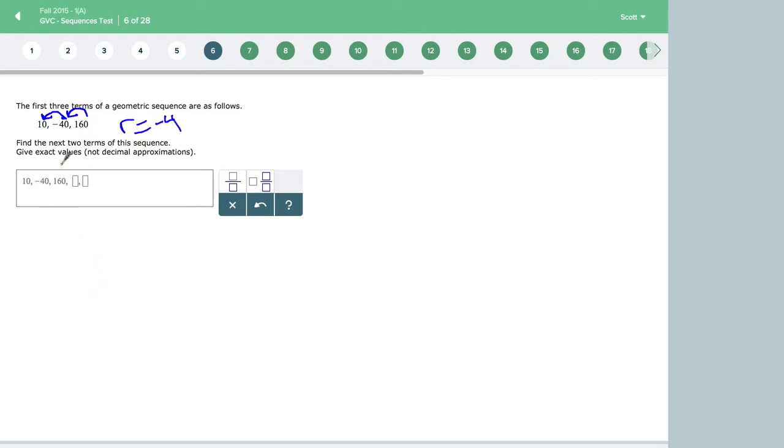Well, that's easy enough. Now we just take the last known number and multiply it by the ratio. What's 160 times negative 4? And we see that is negative 640. Okay, and then we do it one more time, times negative 4, and that is 2560.